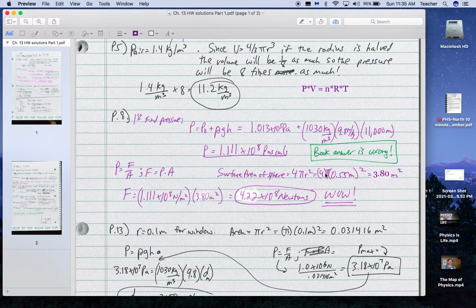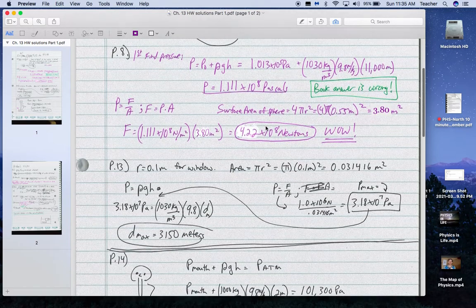So the way that the book did it is it had 4/3 pi r cubed as the surface area. Well, that's for the volume, so that is not correct. So it is a high amount.